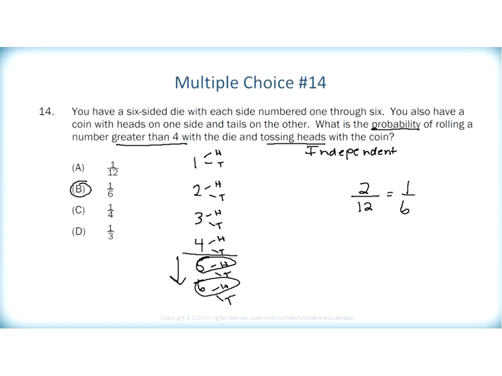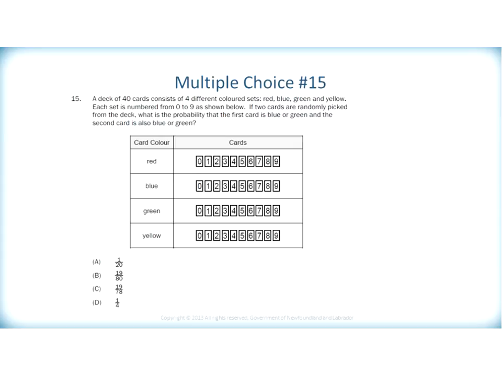So that's independent events. A deck of 40 cards consists of 4 different colored sets: red, blue, green, and yellow. Each set is numbered from 0 to 9, as shown. That means there will be 10 cards in each one. There's 10 cards here, 10, 10, and 10 give us 40 cards in total.